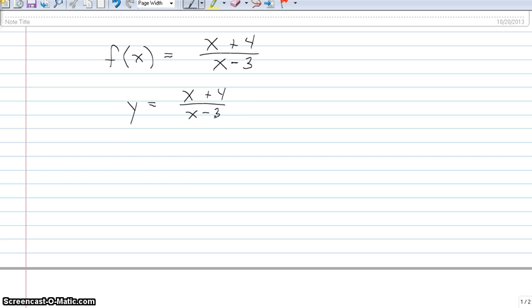And then you simply interchange all x's for y's and all y's for x's. So where there was a y, put an x, and where there were x's, put y's. And then your goal is simply to solve for y.